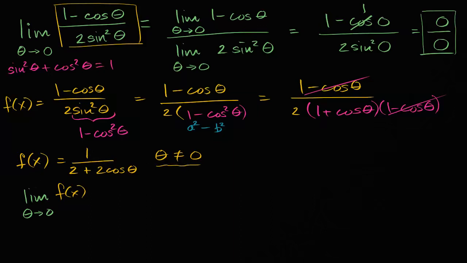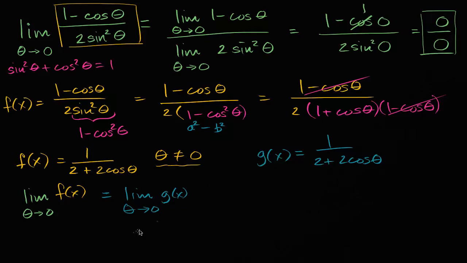But we know that if we can find another function that is the exact same thing as f of x except at 0, and it is continuous at 0, and so we could say g of x is equal to 1 over 2 plus 2 cosine theta. Well, then we know this limit is going to be the exact same thing as the limit of g of x as theta approaches 0. Once again, these two functions are identical, except f of x is not defined at theta equals 0, while g of x is. But the limits as theta approaches 0 are going to be the same. And we've seen that in previous videos.